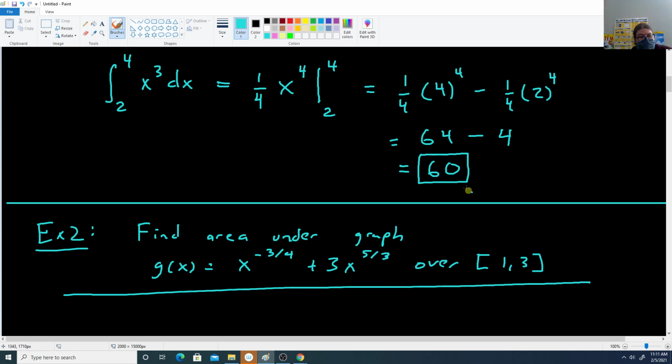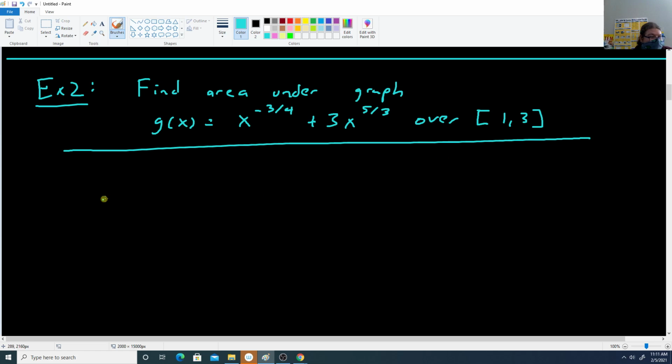So since we're asked to find the area under curves again, we're going to take the integral of our function g of x. We're going to go from 1 to 3 for the limits of our integration. 1's the lower limit, 3's the upper limit. We're evaluating x to the negative 3/4 plus 3x to the 5/3 dx. So I'm going to use the linearity of integration, and that's going to tell me I can treat this integral of this part here first by itself and kind of figure that out. Then I can put a plus, and then I can figure out the integral of this chunk over here.